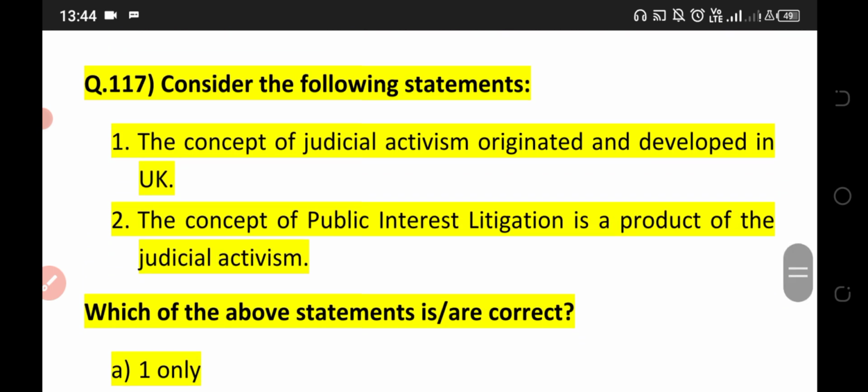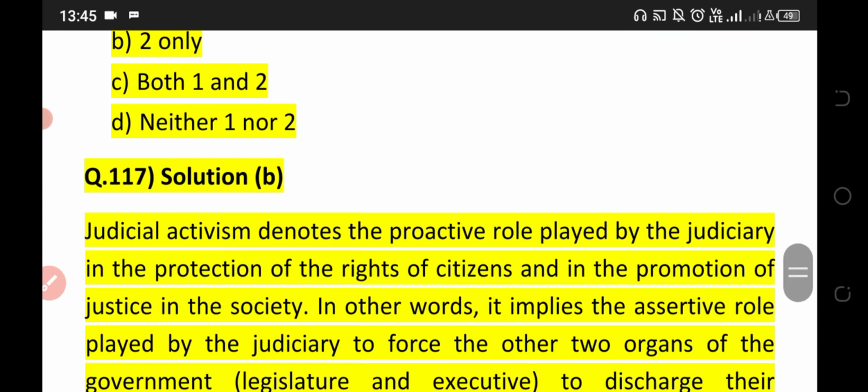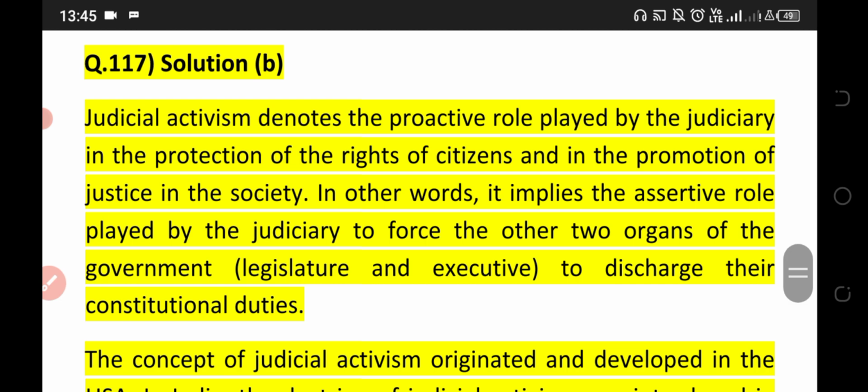Consider the following statements. The concept of judicial activism originated and developed in the UK. The concept of public interest litigation is a product of judicial activism. B is the right answer. Judicial activism denotes the proactive role played by the judiciary in the protection of the rights of citizens and in the promotion of justice in society.